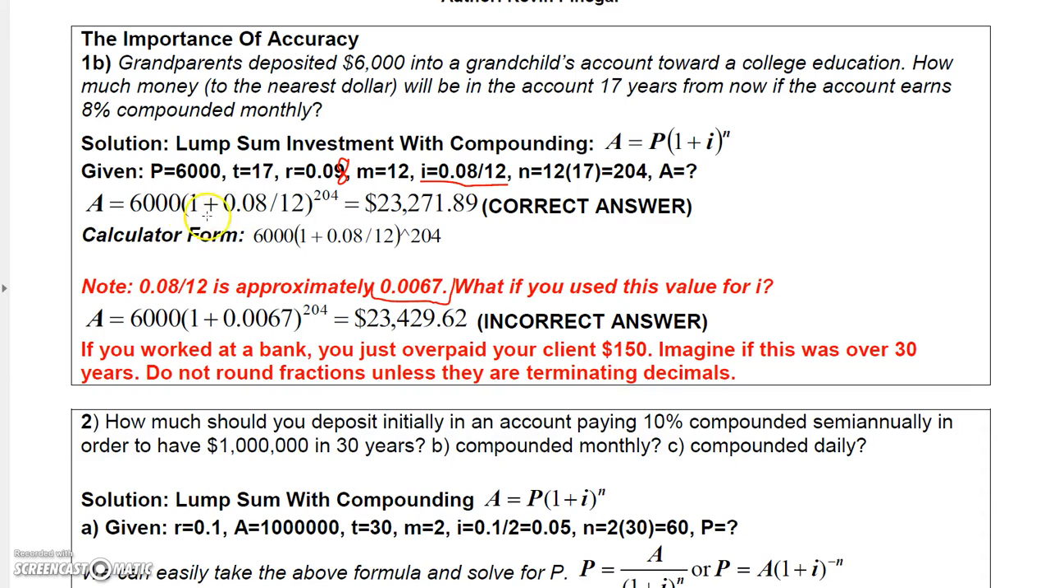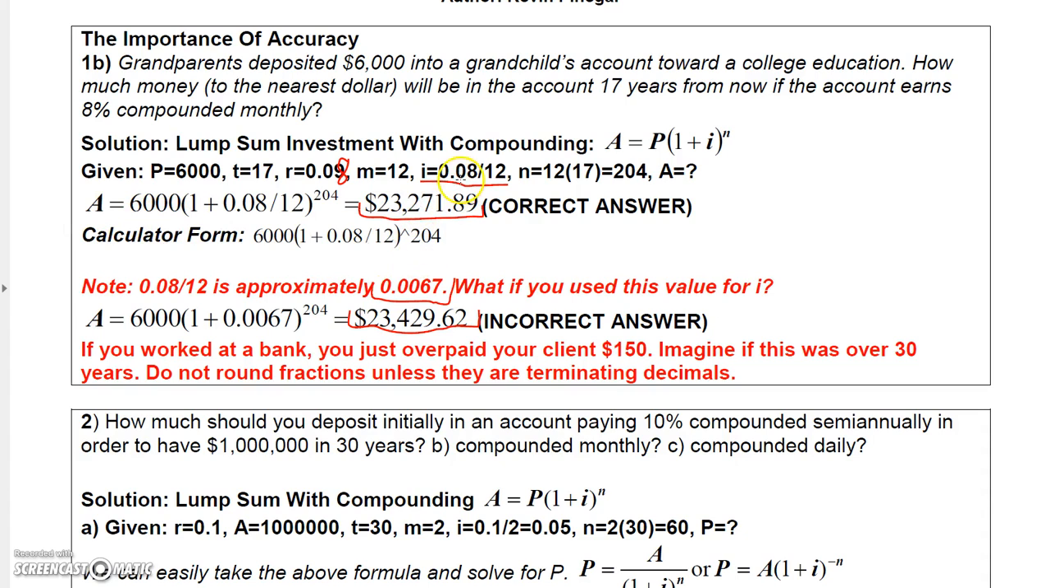If you do it the right way by leaving the rate as 0.08 over 12 in here, so you have 6,000 times 1 plus i raised to the n, you get $23,271 and change. But if you were to round this to 0.0067, then you're going to get $23,429 and some change. So you basically have overpaid your client $150 there and lost your company some money, and so you might get into a little bit of trouble on that.